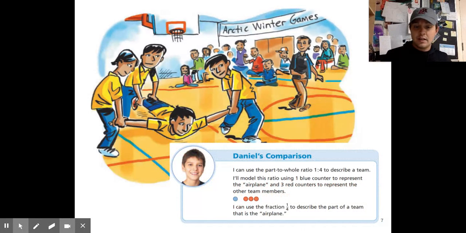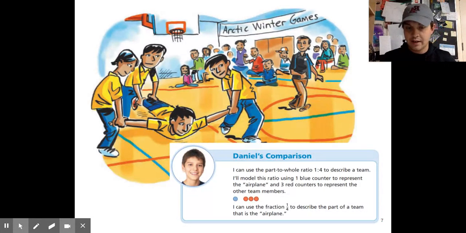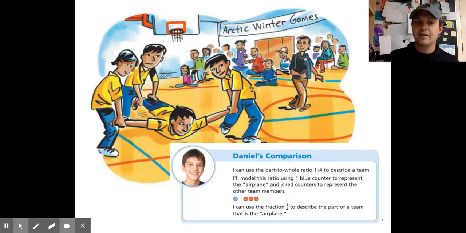Daniel says, I can use the part-to-whole ratio of 1 to 4 to describe a team. And I'll model this ratio using 1 blue counter to represent the airplane and 3 red counters to represent the other team members. You can see there's 1 blue counter and 3 red counters. I can also use the fraction 1/4 to describe the part of a team that is the airplane.